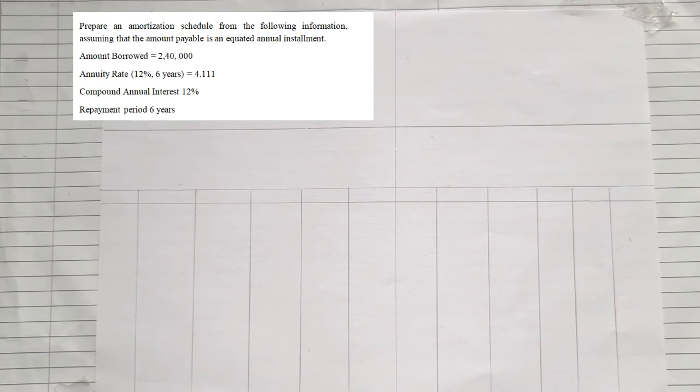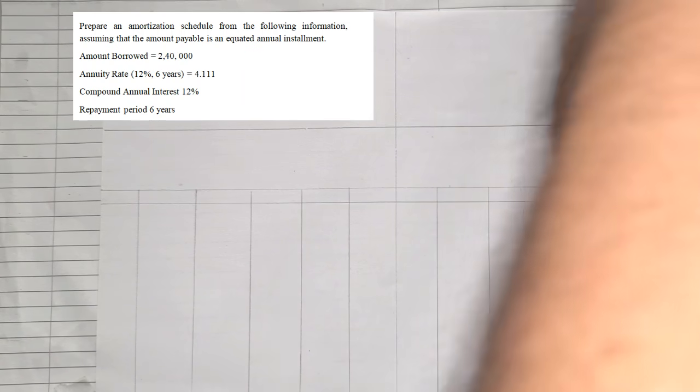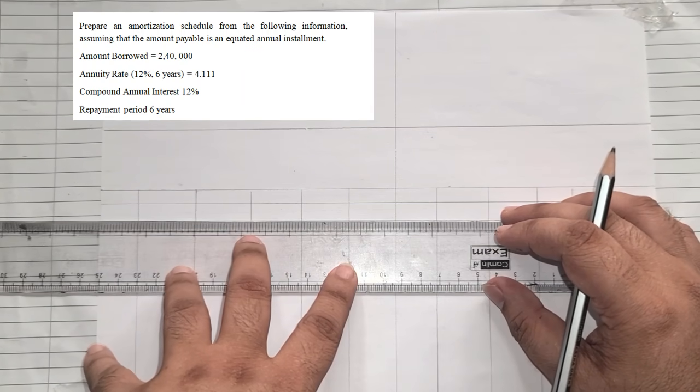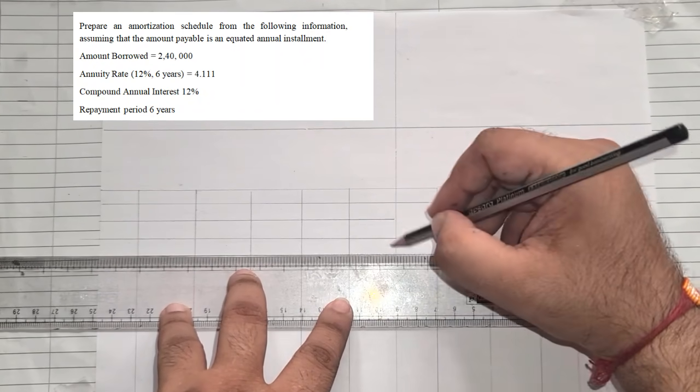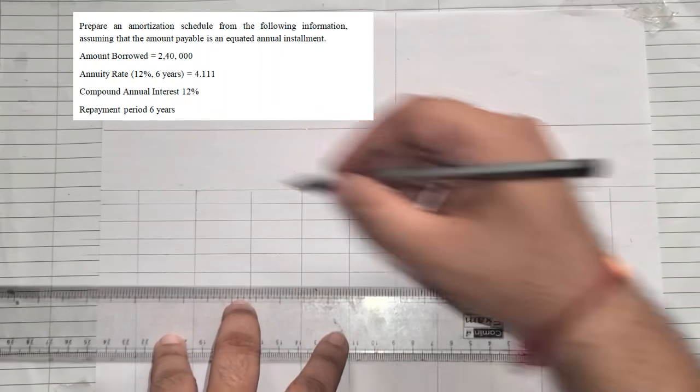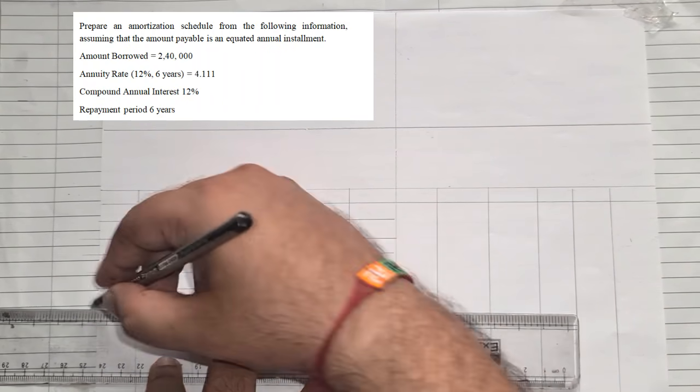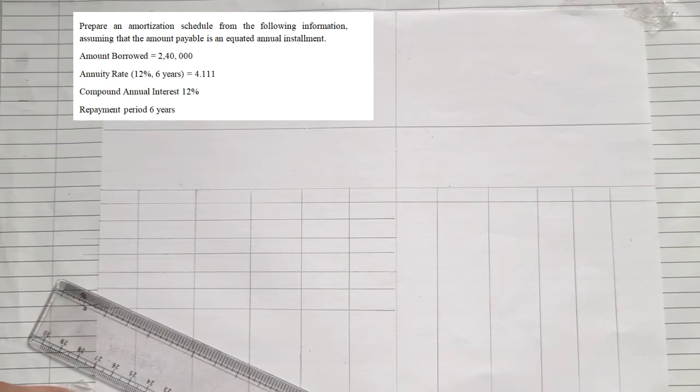The borrowed amount is 2,40,000. The annuity rate is at the rate of 12% for 6 years, so the sum is based on 6 years, is 4.111. The compound annual rate of interest is 12% and the repayment period is 6 years. Okay, so now let us see how to solve the sum. First of all, since it is a 6 years sum, I will make here 6 rows. So we'll have year 1, 2, 3, 4, 5, 6. That is the very first thing.